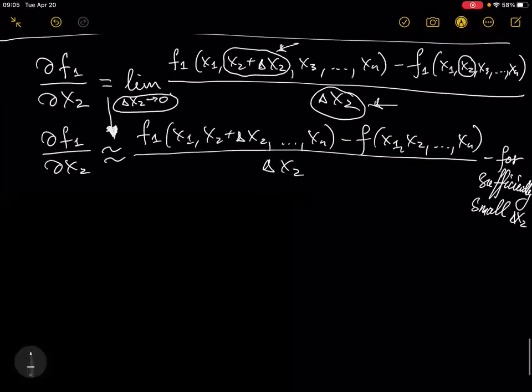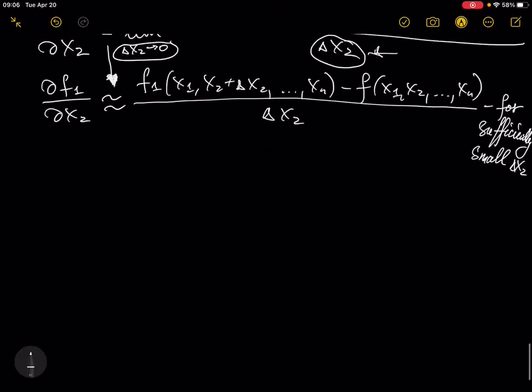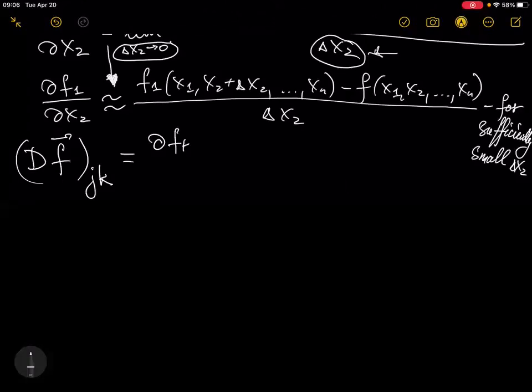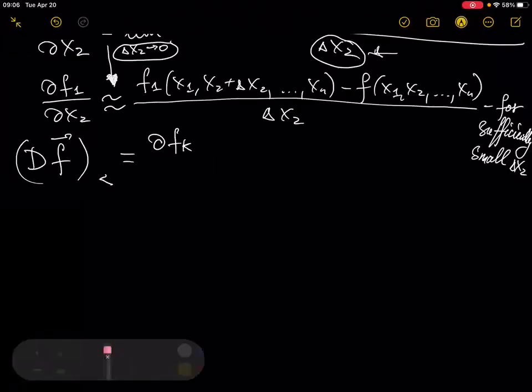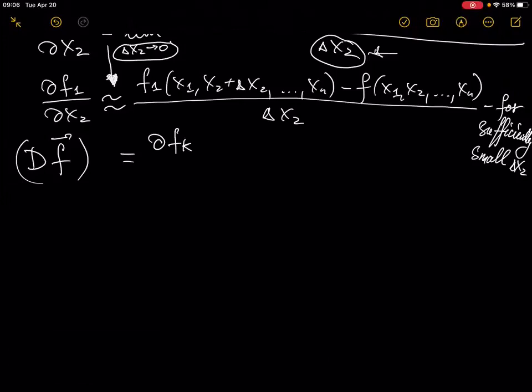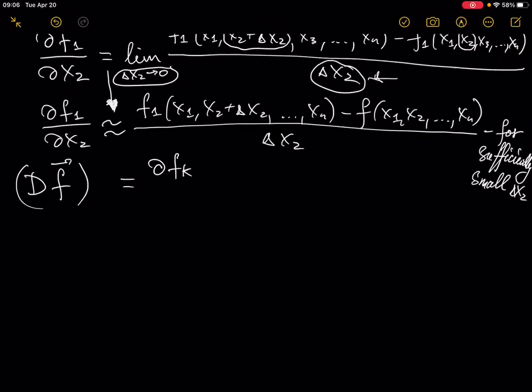For example, we can just consider, so if we want to compute the Jacobian matrix J, kth element, what will it be? It will be dfk. Okay, let me use the same notations so that you will not get lost.